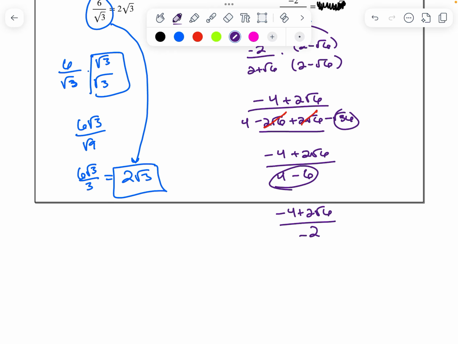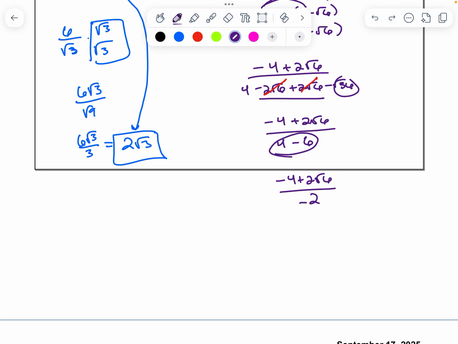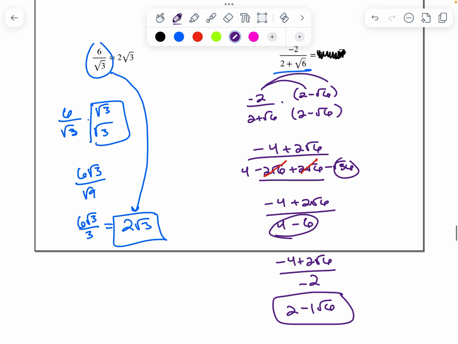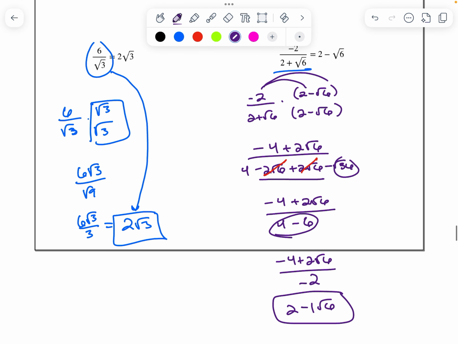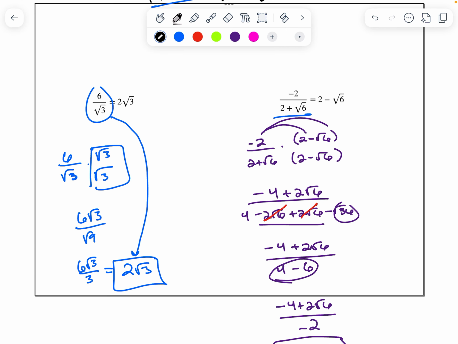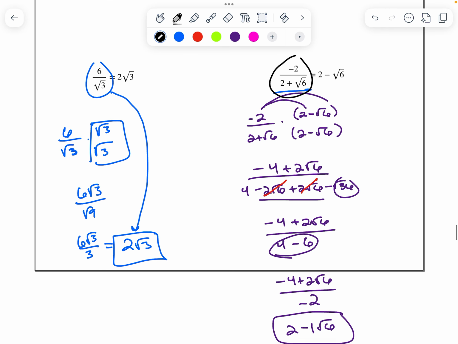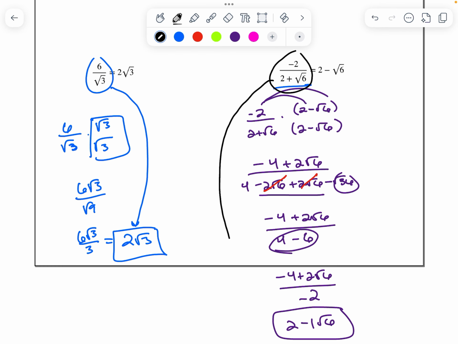And then I can actually divide all 3 of these items by that negative 2, right? Since I can divide both of those by the negative 2, I'm going to go ahead and do it. Negative 4 divided by negative 2 is 2. 2 divided by negative 2 is negative 1. 2 minus 1 square root 6. And let's see if that matches up with the answer we had here. It is. And notice that we started with something with a radical in the denominator, right? And by rationalizing, we end up with something with no radical in the denominator. And that was the rule that we wanted to meet. That was the situation we wanted to have, was no radicals in the denominator.